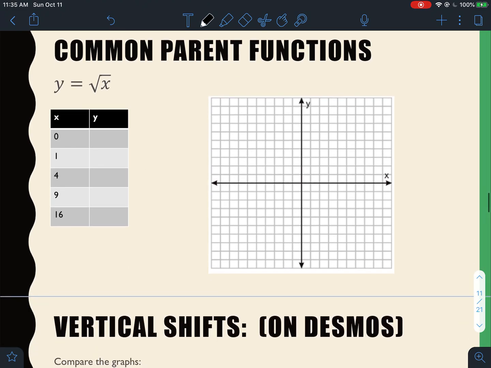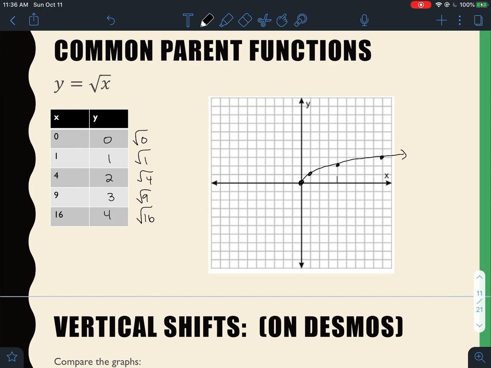All right, let's do the square root of x. I think that we did this on the first day as well. So the square root of 0 is 0. The square root of 1 is 1. The square root of 4 is 2. The square root of 9 is 3. And the square root of 16 is 4. So we have 0, 0, 1, 1, 4, 2, and 9, 3. And then the 16 would be off the graph. So it kind of looks like half of a sideways parabola. So that would be the parent function for the square root function.